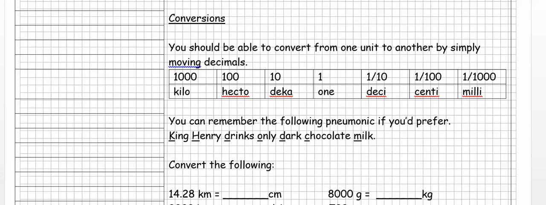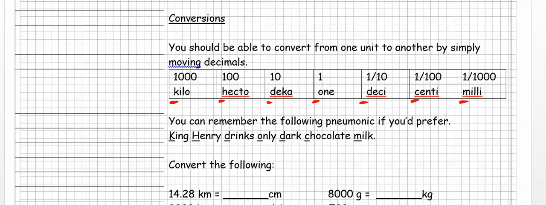So we're going to have to look at, for example, the various magnitudes of values. We'll start with kilo. That means 1,000. So when you see kilo, that means 1,000 of something. Hecto is 100. Deca is 10. 1 or unit is 1. Deci is 1/10. Centi is 1/100th. And milli is 1/1000th of some value.